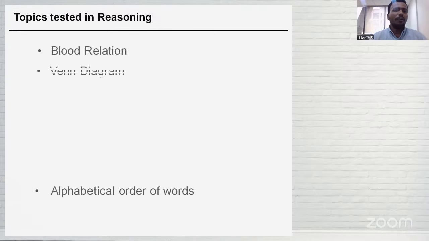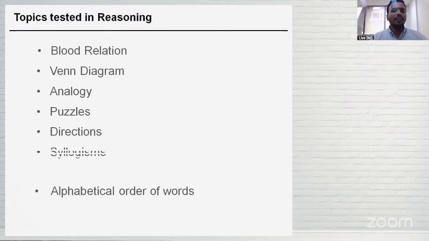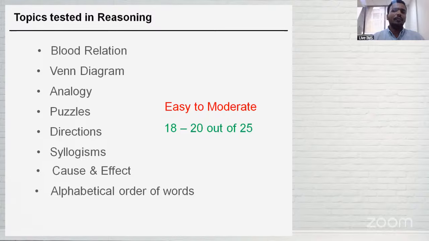Let us talk about the topics tested in reasoning. In reasoning, a few of the topics asked were action-based questions, syllogism, cause and effect, and alphabetical order of words, which was also asked in this particular section of reasoning. Again, the level of this particular section was easy to moderate.